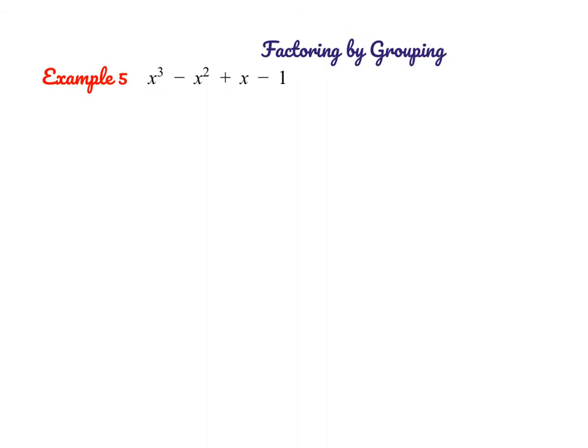So for factoring by grouping, essentially what you're going to do is group together the first 2 terms and the second 2 terms, and then see if they have anything in common that you can factor out. So when you group x cubed and negative x squared, we can divide both of those terms by x squared. That would be the GCF. So we're going to divide both terms by x squared, and that leaves us with x squared times x minus 1. Now, for the second 2 terms, there's nothing more that you can factor out, so I'm just going to say plus x minus 1.